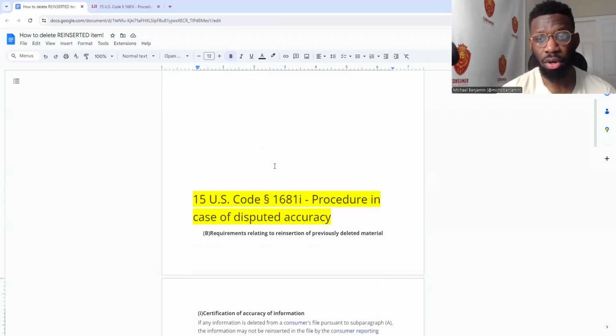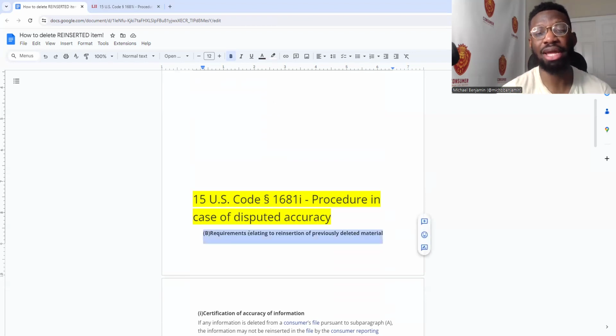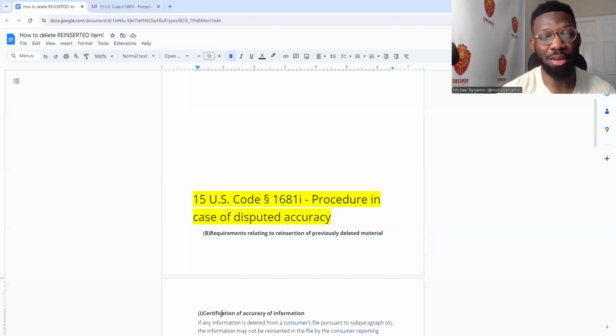So we're going to procedure in case of disputed accuracy. This is 15 USC 1681i. If you saw one of my previous videos, I was talking about 2 consumer laws to help you get pretty much any item deleted. You see we're back at 1681i, but we're going down all the way to (5)(B). So 15 USC 1681i(5)(B). That's the section that we're in right now, right? (5)(B) is requirements relating to reinsertion of previously deleted material. That sounds like what we need, right? So let's talk about it.